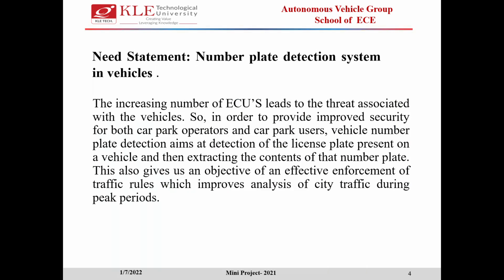Then let's move towards the need statement. So the main objective of number plate detection and recognition is the effective enforcement of the traffic rules, which improves the analysis of the city's traffic during the peak period. So we also know that the increasing number of ECUs leads to the threat associated with the vehicles. So in order to provide improved security for both car park operators and car park users, vehicle number plate detection aims at detection of the license plate present on the vehicle and then extracting the contents of the number plate so that we can easily detect it and then recognize it.